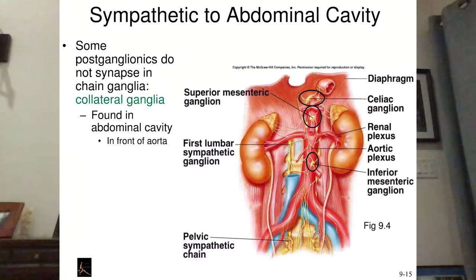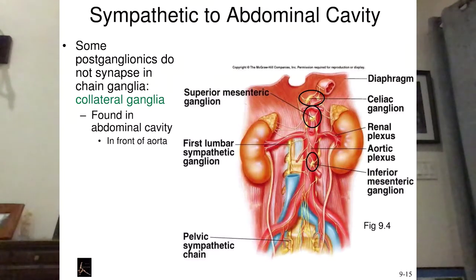I will fix that typo on the PowerPoint uploaded to Canvas, but I'm not going to fix it on the video because I would have to redo this whole video, and I'm not going to do that. So that should say some preganglionic fibers do not synapse in the chain ganglia. They actually synapse in the collateral ganglia. It's somewhat correct, but it doesn't make as much sense.